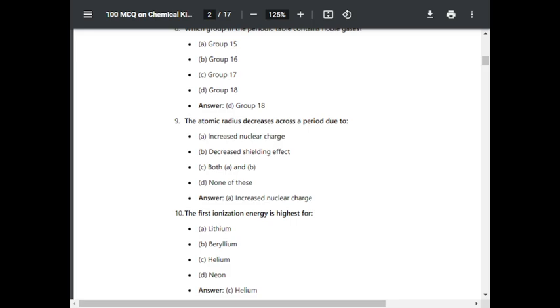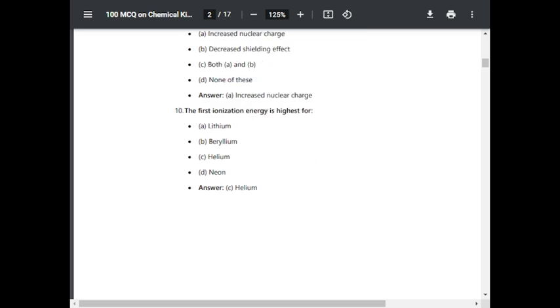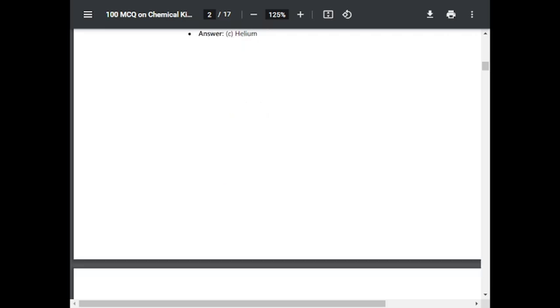Question number 10. The first ionization energy is highest for: option A lithium, option B beryllium, option C helium, option D neon. The correct answer is C, helium. The first ionization energy is highest for helium. Question number 11.